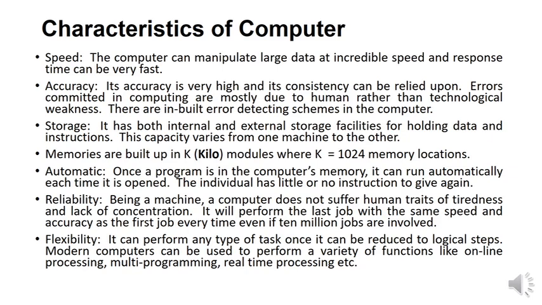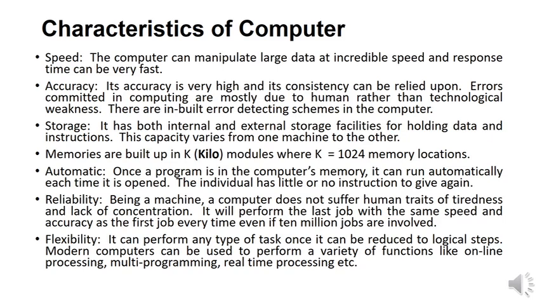And the one that the computer is able to store permanently, it will store in a particular location, either in RAM or ROM, or in hard drive, or external hard disk, or a cloud-based storage system. So, meaning a system must be able to do that. Then they said the memory are in kilo, because they are in modules starting from 1024 memory location. So each time it opens, the individual has little or no instruction to give again.